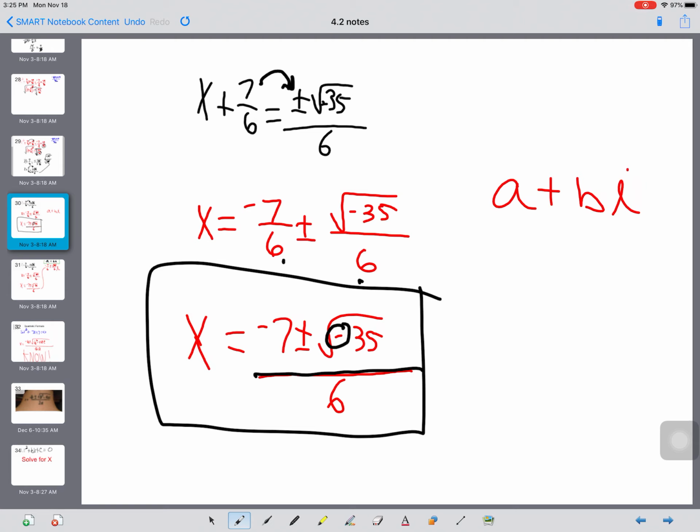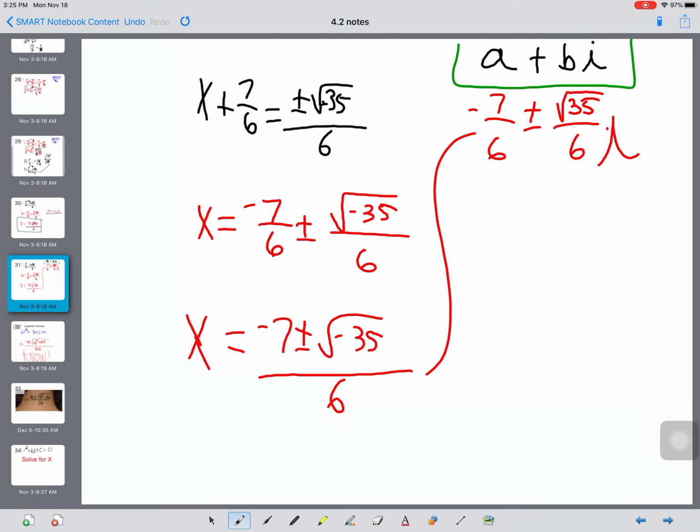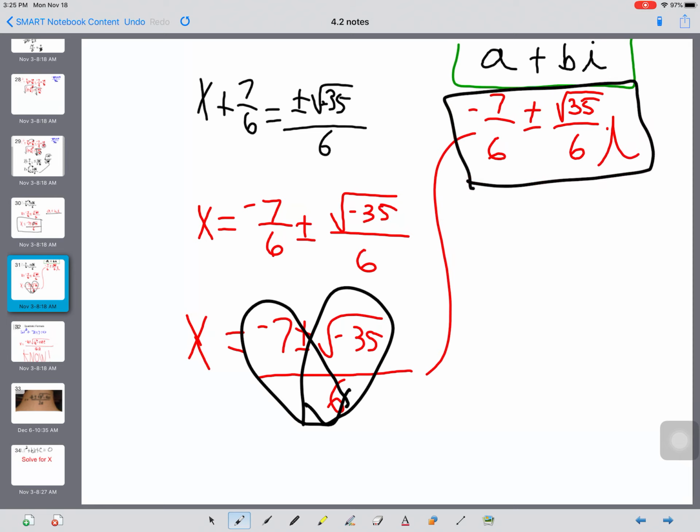So I'm going to take the i out of that and write it in this form. So the square root of -35, the -1 comes out as i, and then I'm going to pull this apart into separate fractions over 6. And so there's the final answer written in complex form.